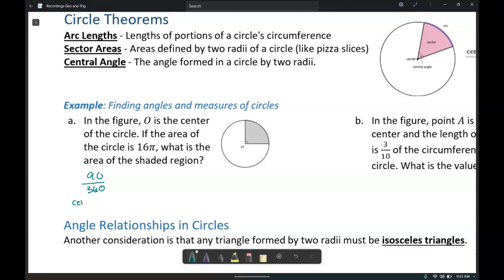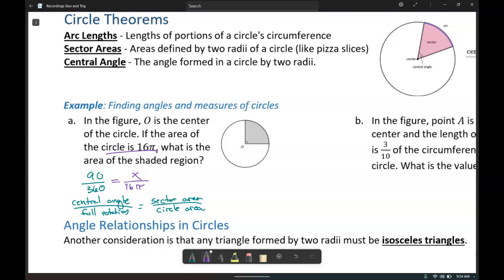So that is the central angle compared to a full rotation of 360 degrees. And then what we want to do is look at the area. Well, the sector area will be proportional to the circle area based on this proportional relationship. So we've got our central angle of 90 with a full rotation of 360. We know the area of the circle is 16 pi. We just want to find the area of the sector.